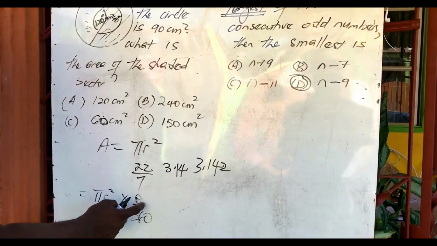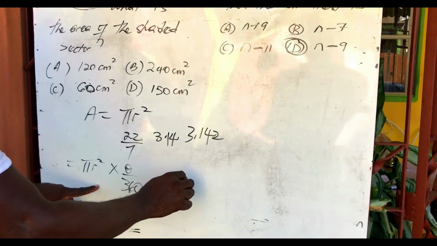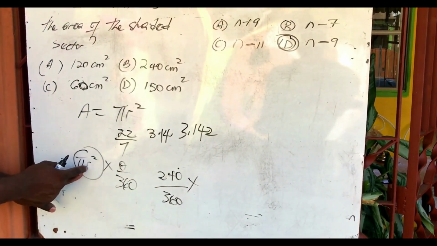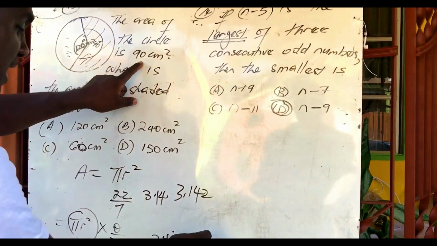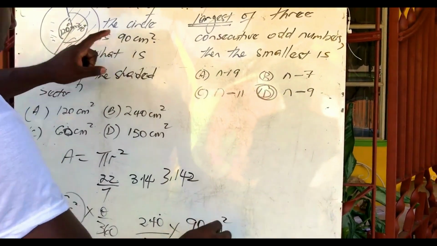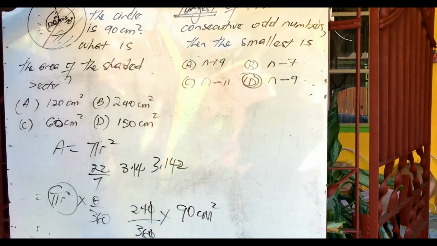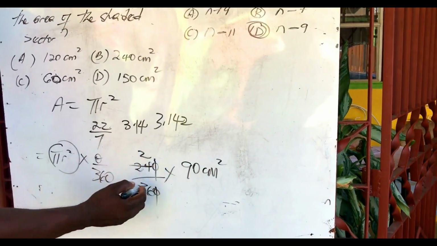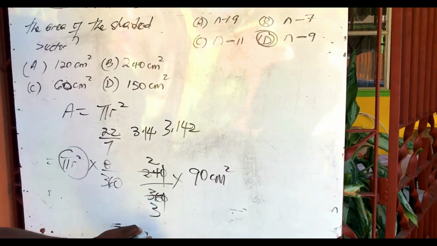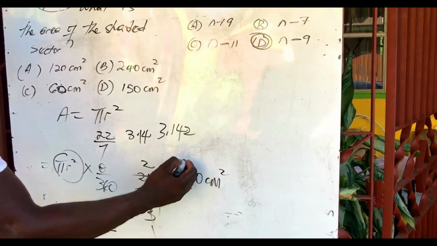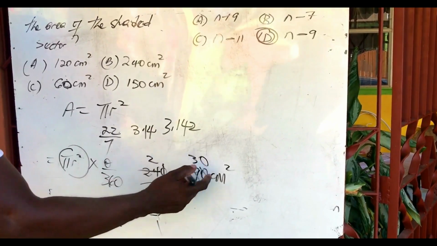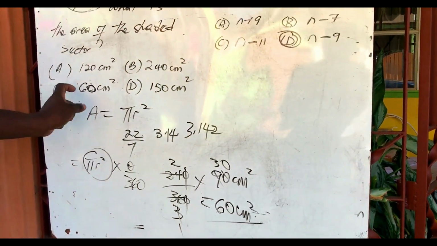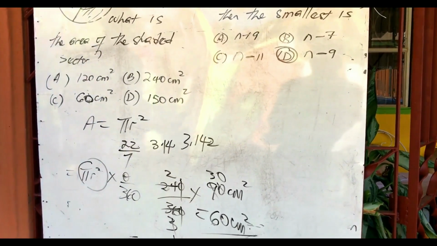But theta here is 240 degrees over 360 times the area of the circle, pi r squared, given as 90 square centimeters. So we could say 0 cancels 0. Now in our times table, we could say 12 into 24 is 2, 12 into 36 is 3, 3 into 3 is 1, 3 into 9 is 3, and 2 times 30 is 60 square centimeters. So if we had to work it out, we would have obtained 60 square centimeters.